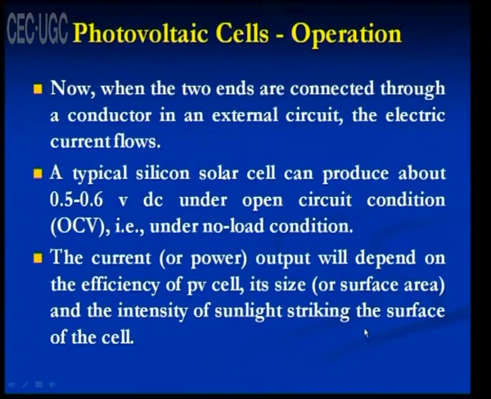So, the three important factors that decide the amount of current or power generated by the photovoltaic cell are: number 1, the efficiency or the performance of the photovoltaic cell; number 2, the surface area or the size of the photovoltaic cell; and number 3, the quantity, the intensity, the amount of sunlight that is going to strike the surface of the cell. All three factors decide the amount of current that is going to be produced by the photovoltaic cell.